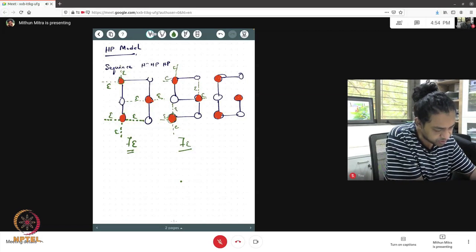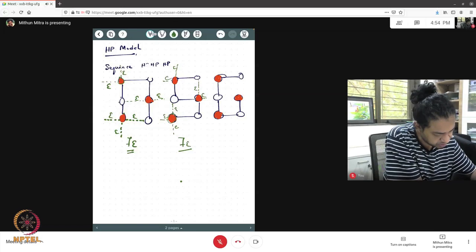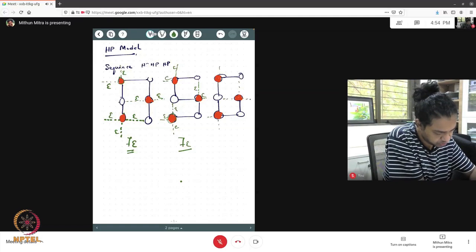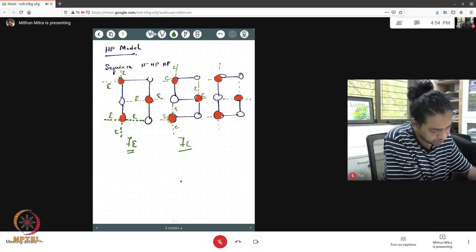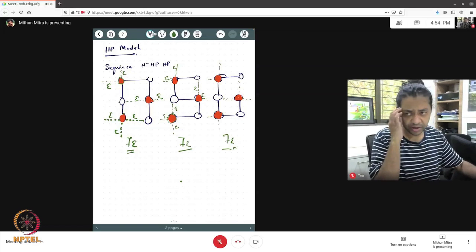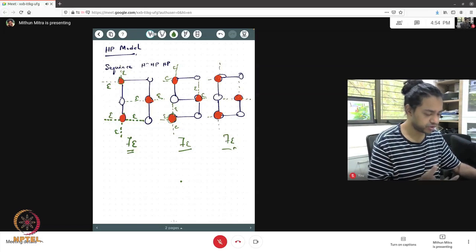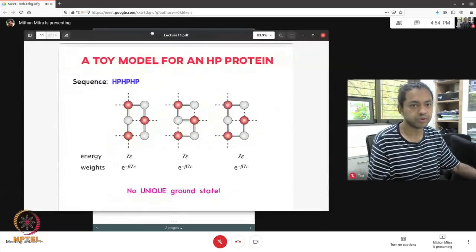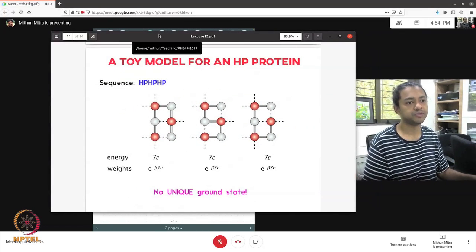Similarly, if I were to look at this G structure, then this hydrophobic residue has two bonds like this. This one has 1, 2, 3. This one has 1, 2. So again, this is an energy of 7 epsilon. So that is basically the way to count the energies of these toy proteins.